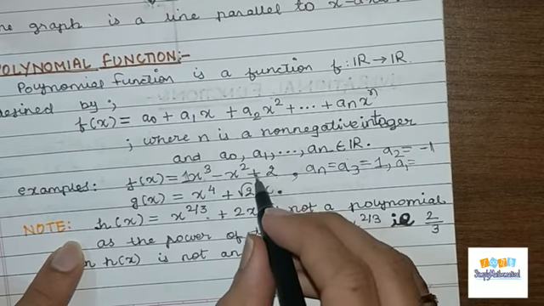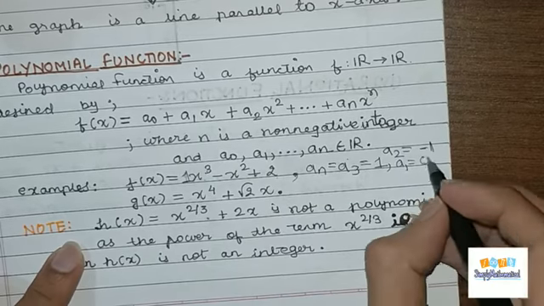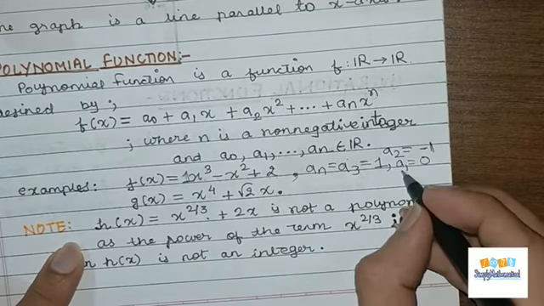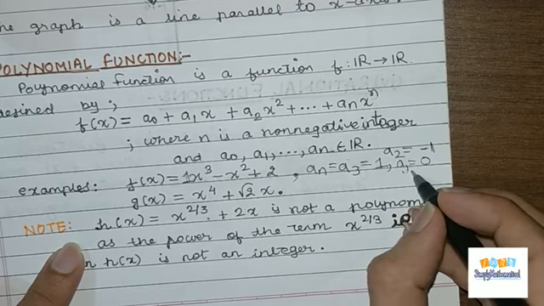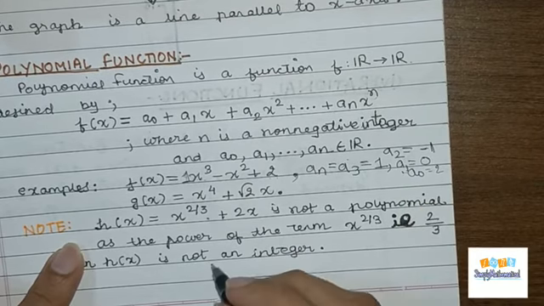a1, you can see that here there is no x term. So a1 is 0 here, right. a1 is 0 and a2 is what? That is a0. So a0 is 2.